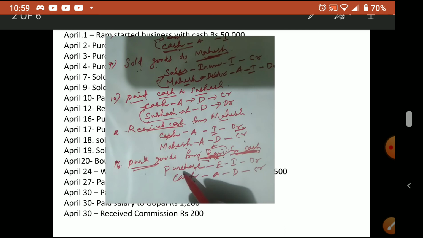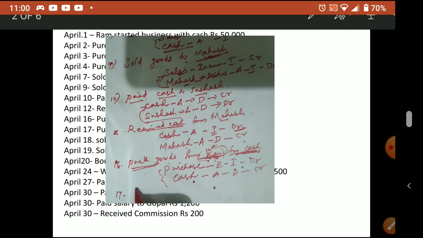So after writing some more entries, you will be able to write suddenly. You can write without writing these steps and all. You can suddenly write. Purchase goods means purchase account debtor to cash. Purchase from Mahesh means purchase account debtor to Mahesh if cash is not paid. Like this, we can adjust or think and write immediately. Okay, it will not take much time once you practice it very well.